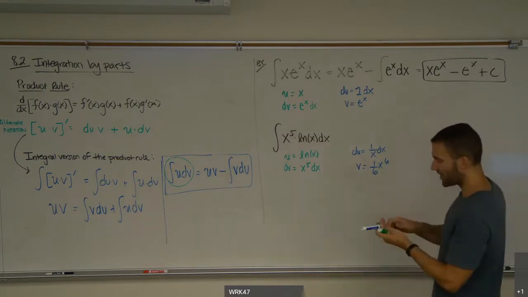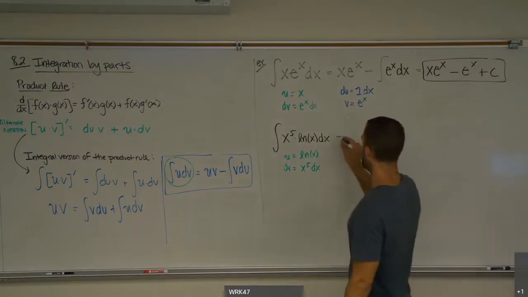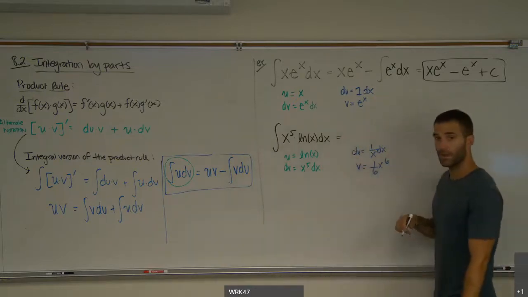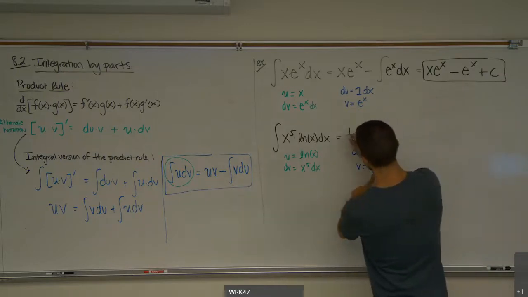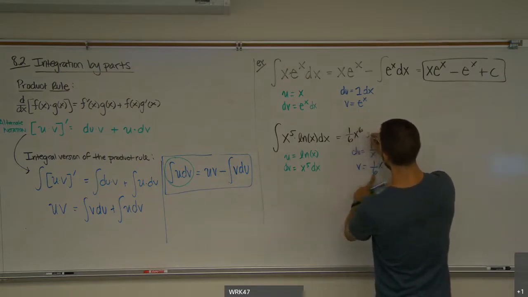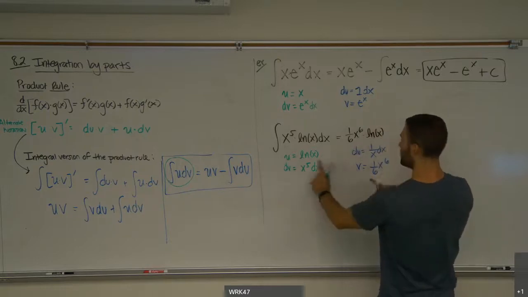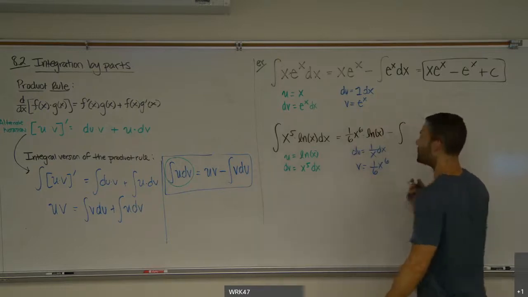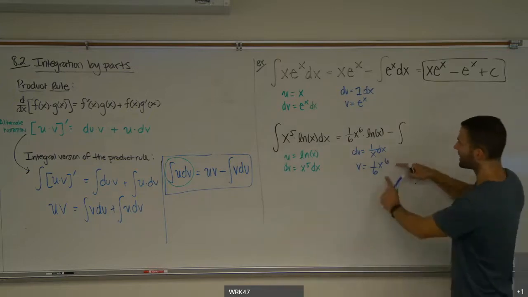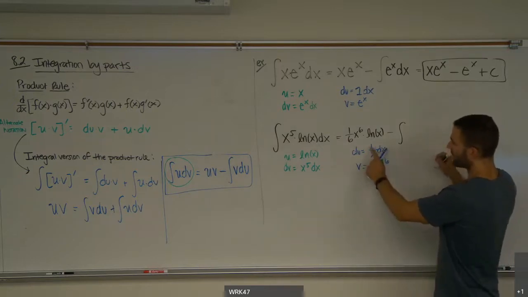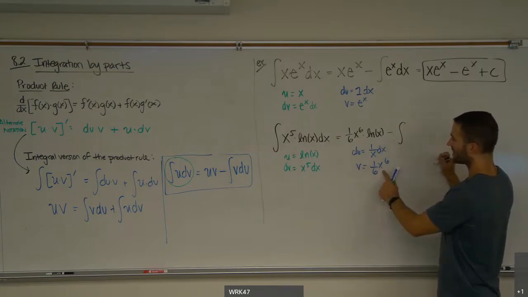And not only that, we also get part of our answer for free without doing any work. Part of my answer is u times v. So in this case, 1/6 x to the 6th times ln of x, u times v, minus a new integral. My new integral is this product. Now, although this seems complicated, remember it's 1 over x times 1/6 x to the 6th.